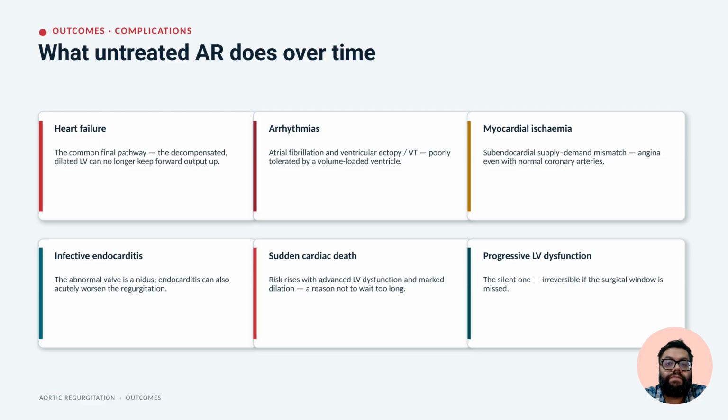Myocardial ischemia we have met before, that subendocardial supply demand mismatch giving angina with clean coronaries. The abnormal valve is also a standing invitation to infective endocarditis, which can itself tip chronic into acute regurgitation overnight. Most sobering is sudden cardiac death, whose risk climbs with advanced ventricular dysfunction and severe dilation, a concrete reason not to dawdle past the surgical window.